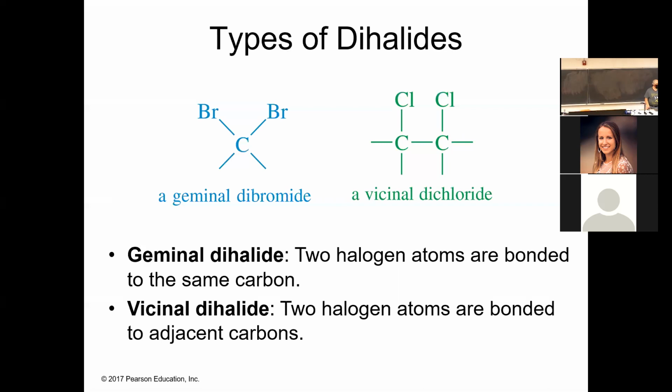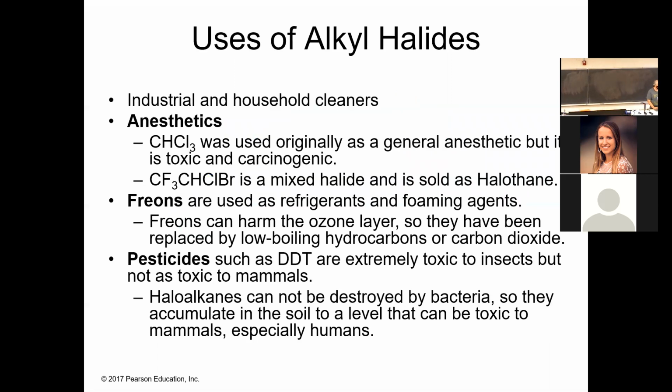We'll see these terms again in our chapter on alkenes, but a geminal dihalide is one in which we have two halogens on the same carbon. A vicinal dihalide is one in which the halogens are on adjacent carbons. We talked about uses of alkyl halides: anesthetics, freons, pesticides.